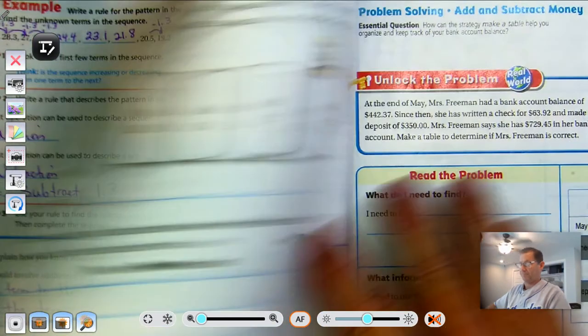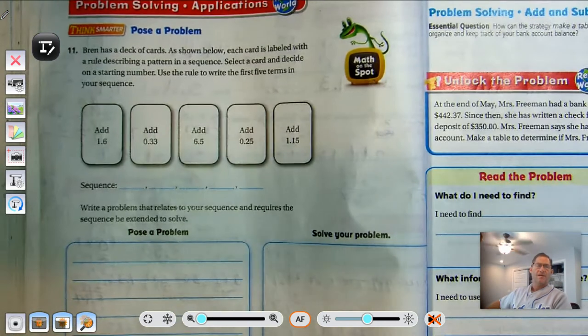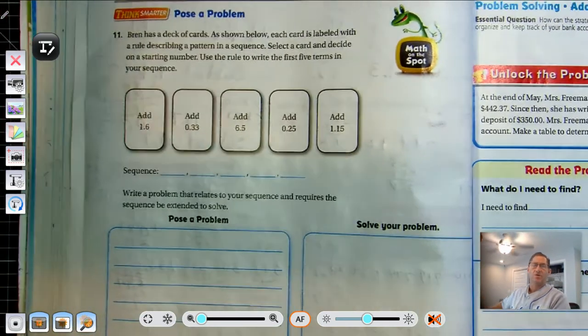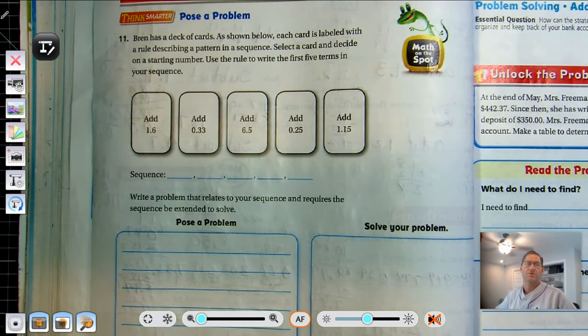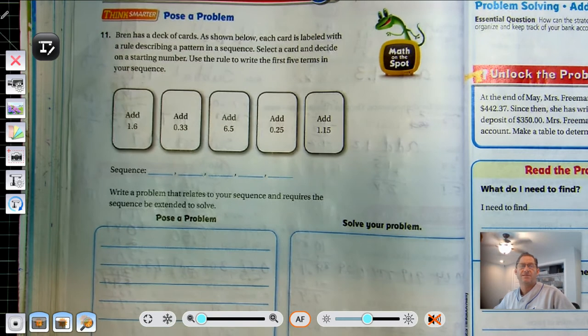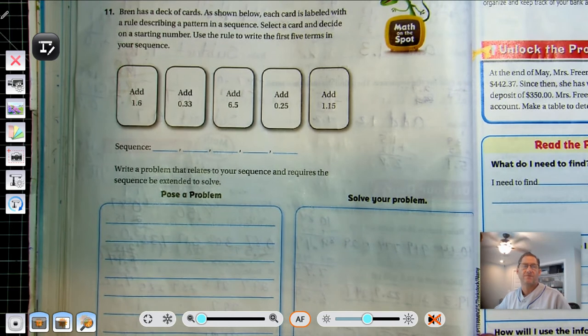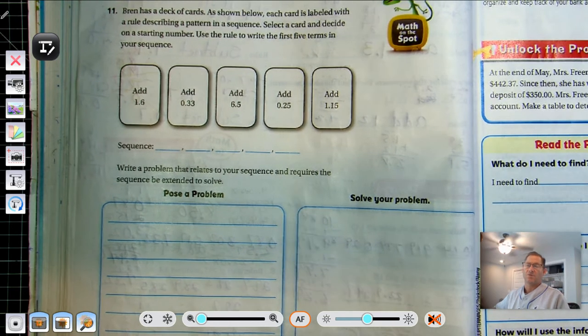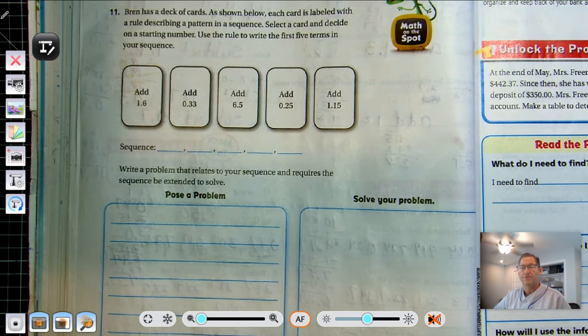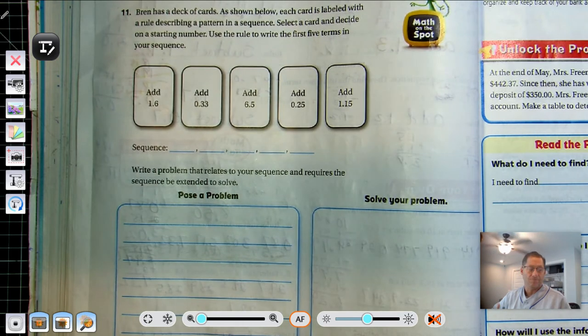Number 11. Brent has a deck of cards as shown below. Each card is labeled with a rule describing a pattern in a sequence. Select a card and decide on a starting number. Use the rule to write the first 5 terms in your sequence. So there's a wide variety of different answers for this one. Okay, so it really doesn't matter.